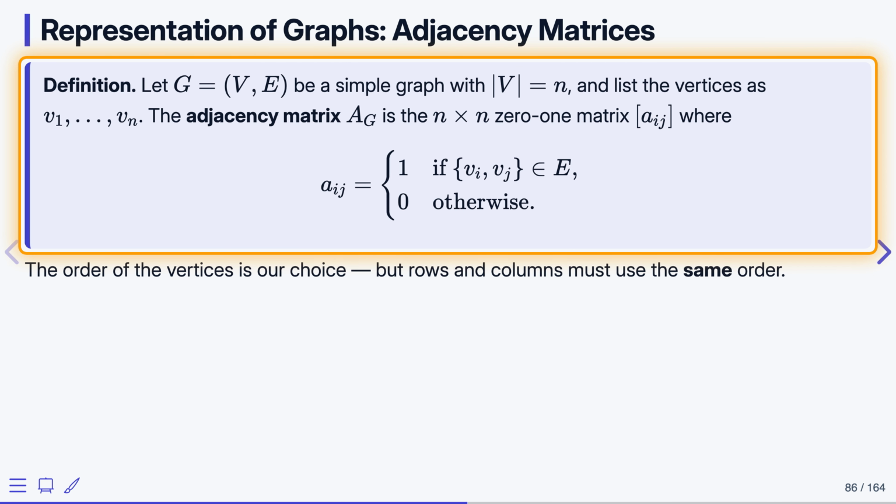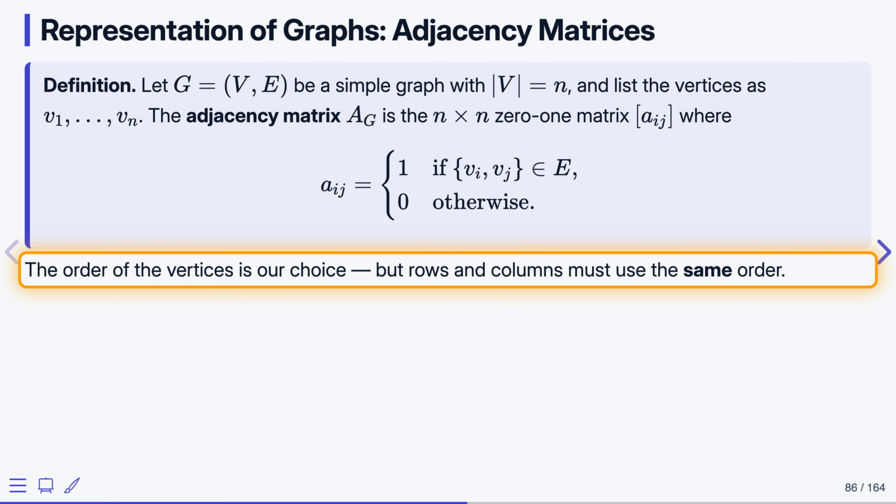Now we meet the adjacency matrix. First we put the vertices in some order. We call them V1, V2, up to Vn, then we build a square grid with n rows and n columns. We call each entry a sub ij. The rule is easy. The entry a sub ij is 1 if vertex vi and vertex vj share an edge. The entry is 0 if they do not. So every 1 means these two are joined, and every 0 means they are not. The order of the vertices is your choice, but you must use the same order down the rows and across the columns, or the matrix means nothing.